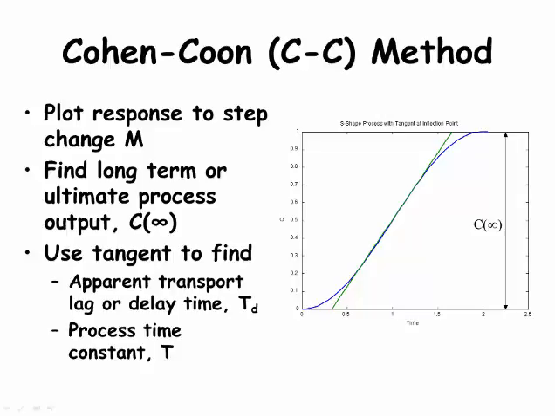The transport lag, Td, is the time between the time t equals 0 and the time when the tangent crosses the 0 output. The next thing to find is the process time constant tau. The process time constant is the time between when the tangent crosses 0 and when it crosses C infinity. So from this graph, we can find C infinity, Td, and tau for an open-loop process that had a step change of magnitude m.